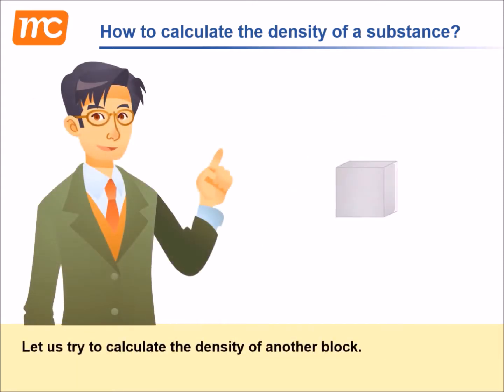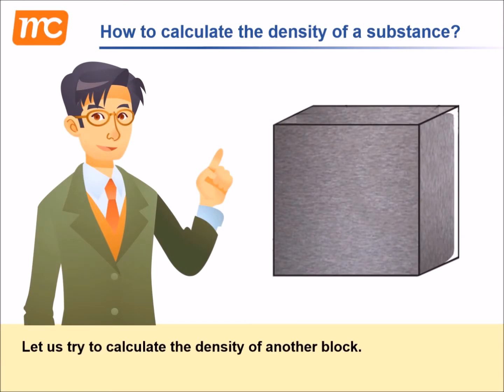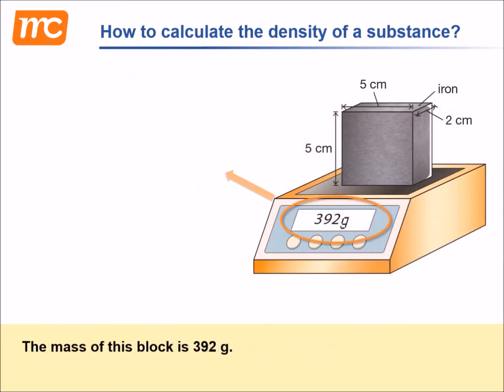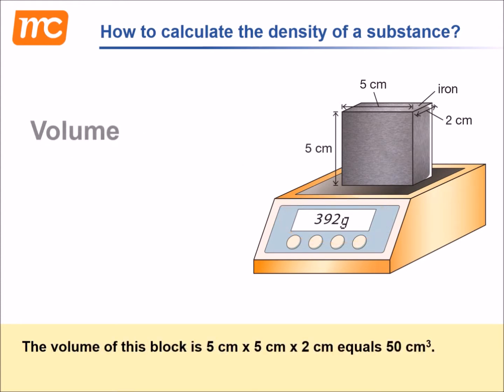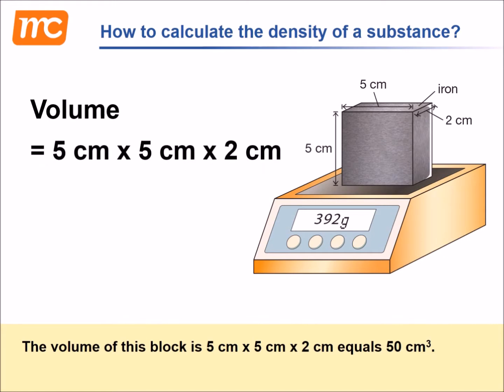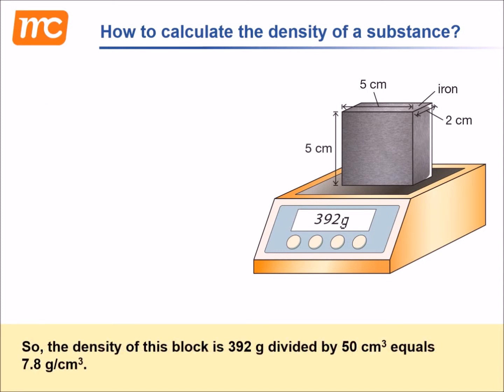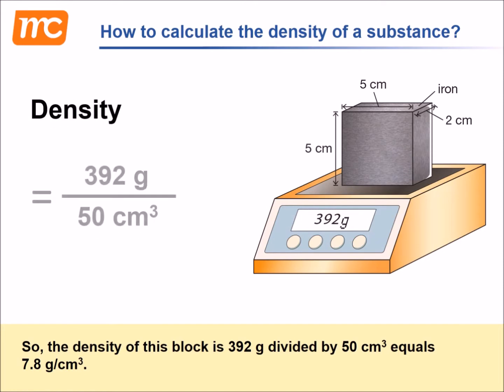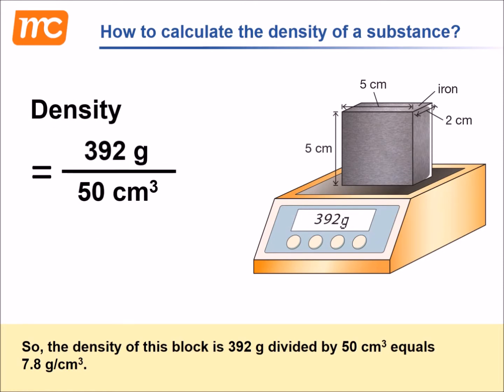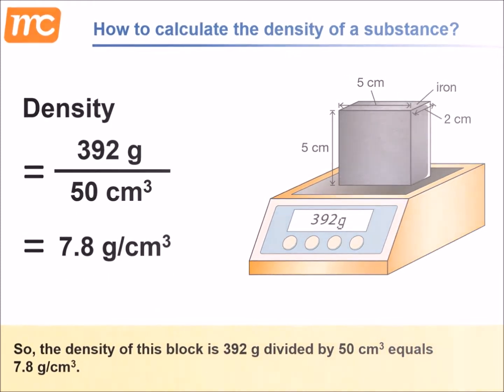Let us try to calculate the density of another block. The mass of this block is 392 grams. The volume of this block is 5 centimeters times 5 centimeters times 2 centimeters equals 50 cubic centimeters. So, the density of this block is 392 grams divided by 50 cubic centimeters equals 7.2 grams per cubic centimeter.